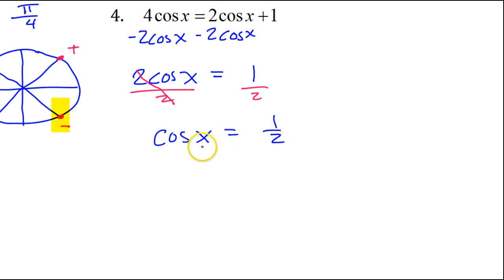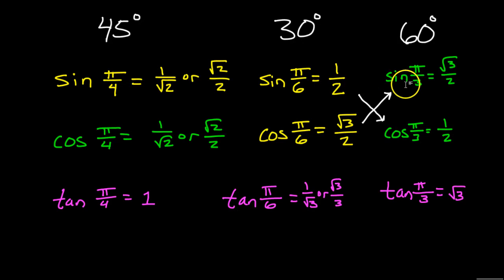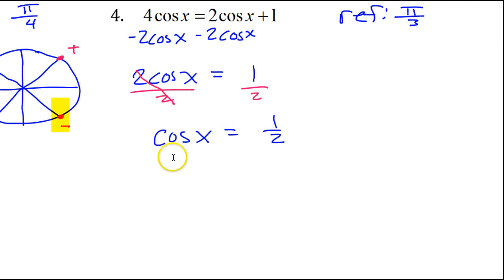Now, what is the reference angle? The cosine of what angle is equal to 1/2? The reference angle is pi over 3. I'm getting that from the chart. Cosine of pi over 3 is 1/2. So it's essential that you be able to generate a chart like this one so you can do what I just did. The cosine of pi over 3 is 1/2. Now that just tells me the reference angle.